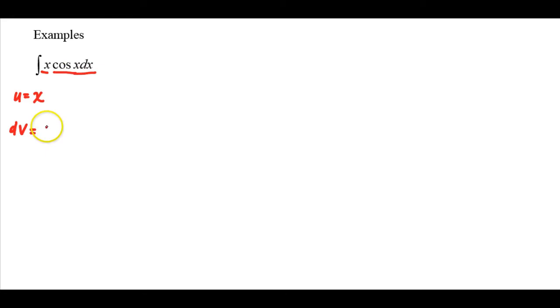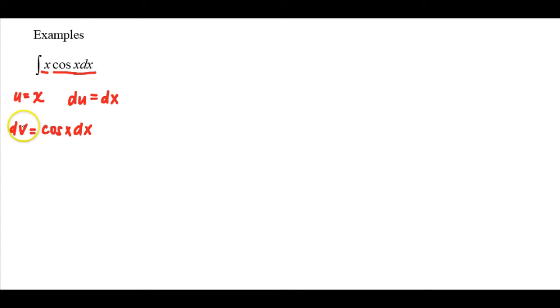So cosine x dx. And then what we're going to need to do is find the derivative of u. So the derivative of u, as we just said, was 1, but since the variable is x, it's going to be dx. So du equals dx. And then I'm also going to need to find v. Well, v is the integral of this second part, my dv portion that I chose, my cosine x dx.